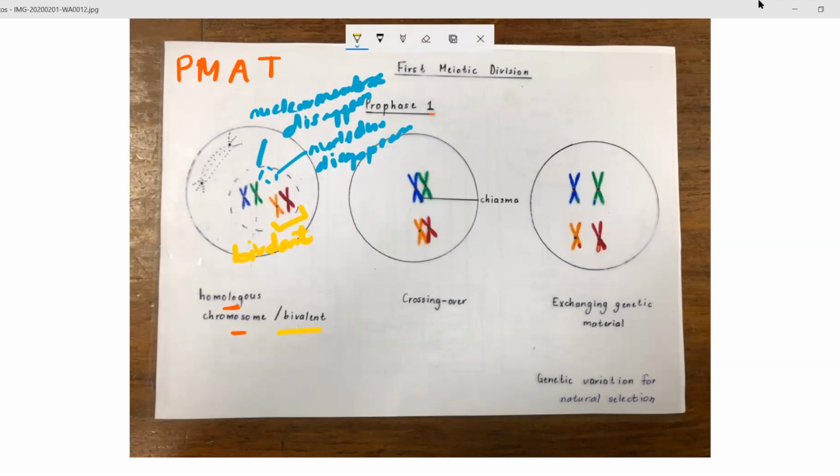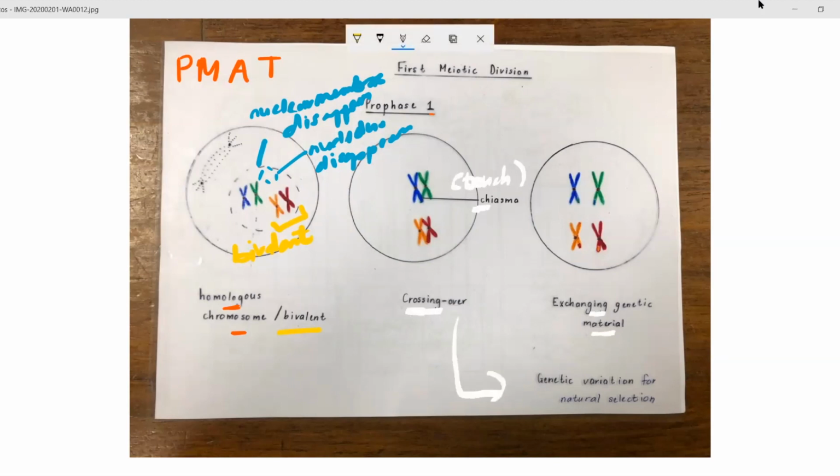And then the chromosomes touch. The place where the chromosomes touch is a chiasmata. I'm just going to write there touch. Okay, chiasmata. And then exchanging of genetic material takes place. And this process is called crossing over, and the significance is genetic variation for natural selection.